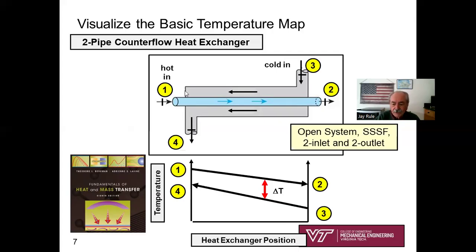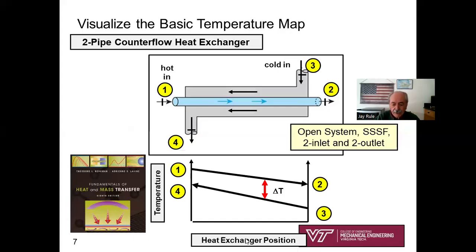So let's look at the hot fluid first. Do you see that in your imagination, you're going 1 to 2. And so down here in terms of x and temperature, you're going from 1 to 2. The hot fluid's getting colder, isn't it? All right, got it. So I'm just going to plot an arrow that's going down. How about 3 to 4? The cold is coming in at cold, and it's getting heated up, 3 to 4, okay? So that's your basic heat exchanger map.